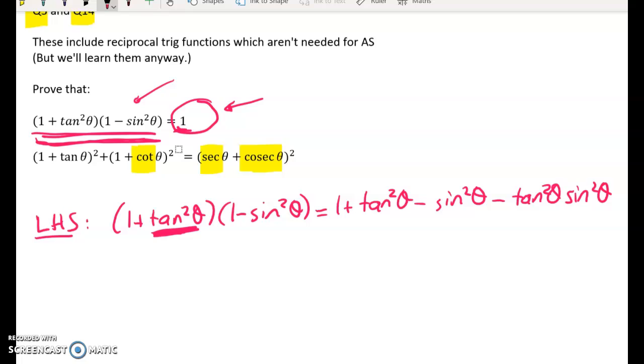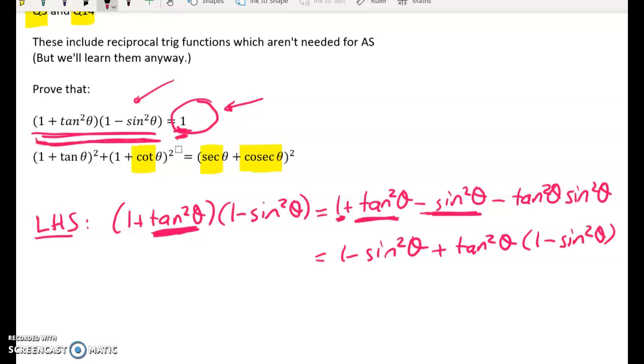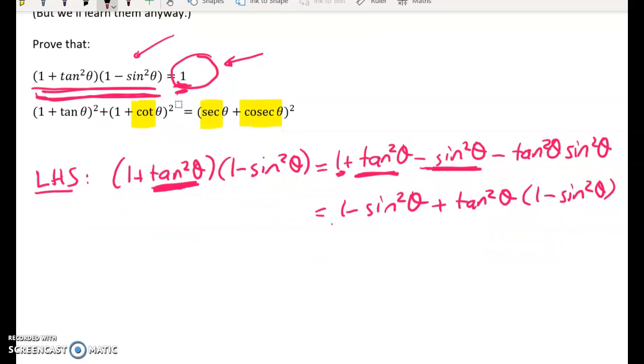Okay, now I want to end up with 1, and I know that about the only real trig identity I've got in AS is cos squared theta plus sine squared theta is equal to 1. And if I look in here, I can see that starting to happen. So let's just reorder it. We've got 1 minus sine squared theta, and then I've got plus tan squared theta times 1 minus sine squared theta again. And we can replace this by cos squared theta.